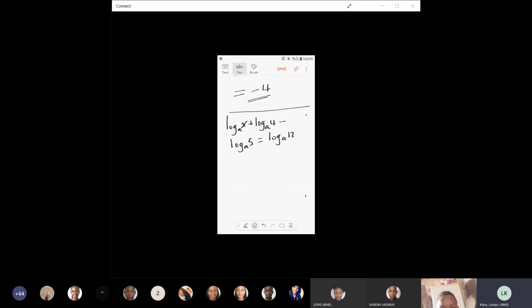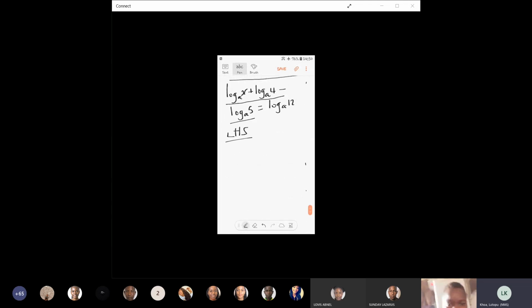Okay, so on the left hand side, my left hand side is this part. Now the bases are all the same. It's all base a. The first two are adding and the last one is subtracting. Now let me just split this up because this is very important. The order that you do this in can affect your answer. This is log a of x plus log a of 4 minus log a of 5.